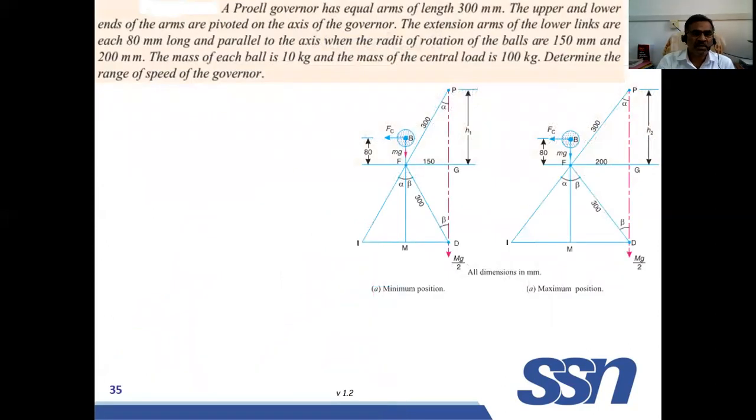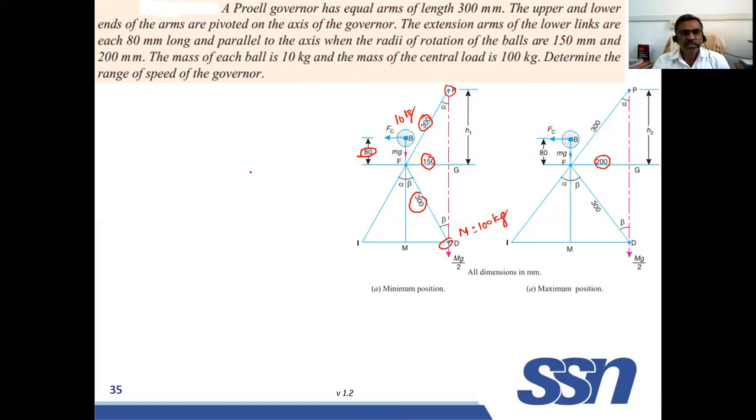Here it is given that the arm length is 300 millimeters, and both arms are pivoted on the axis. That is another condition. The extension arm FM is equal to 80 millimeters, parallel to the axis. The radii of the balls are 150 millimeters and 200 millimeters, two conditions. The mass of each ball is 10 kg, so small m is equal to 10 kg, and the sleeve is 100 kg, so capital M is equal to 100 kg.